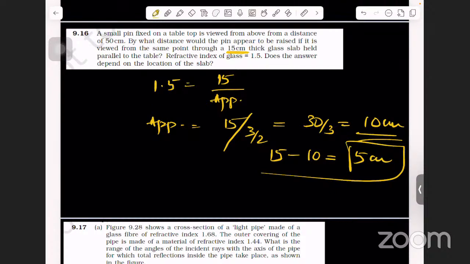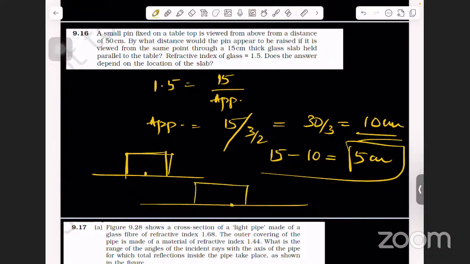The second part of the question: does the answer depend on the location of the slab? I mean, this is the pin. Suppose I keep the slab here. Now this is the pin. Suppose I keep the slab like this, displace it to this side, to that side. Does this apparent depth depend on the location of the slab?